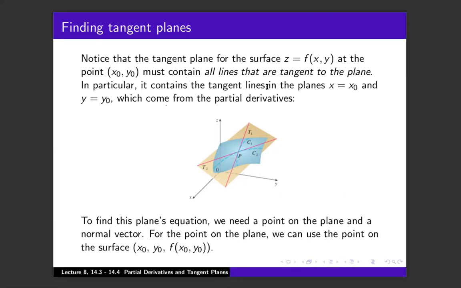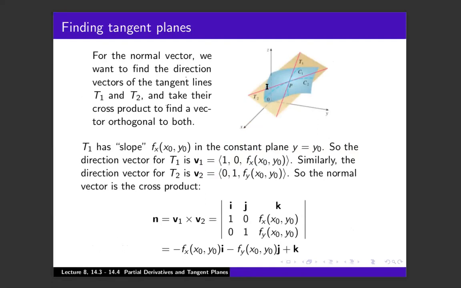So to find the equation, well, what do we need for any plane? We need a point on the plane and a normal vector. The point on the plane is the easy part. We can just use the point on the surface, x naught, y naught, f of x naught, y naught. That's just the point that we're interested in. That's not that hard. Normal vector is a little trickier. We have to find the direction vectors, so the tangent lines of those two curves, and take their cross product to find a vector that's orthogonal to both of these lines.